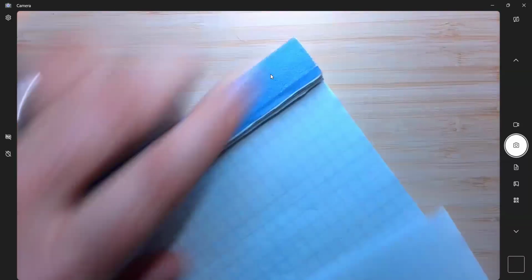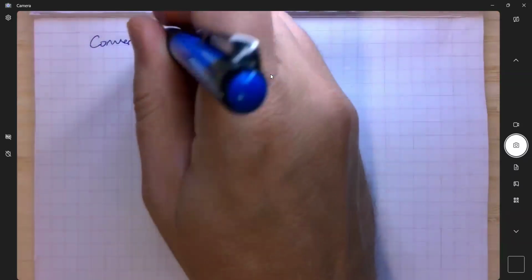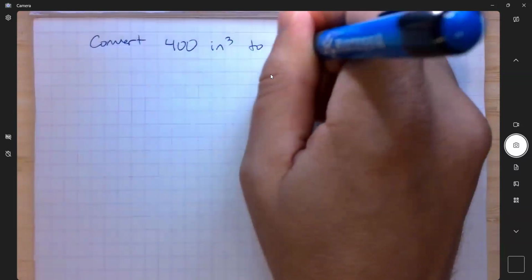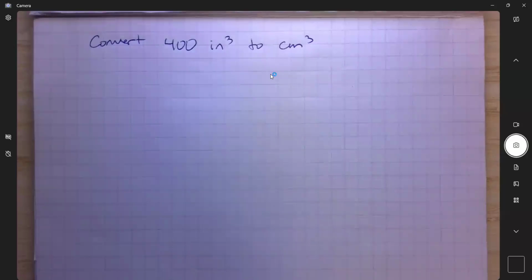Okay, so far, we've just been converting distances. We haven't really used the idea of exponentials at all, but now we're going to convert volumes instead of inches. So let's convert, I'm just going to pick 400 inches cubed to centimeters cubed.